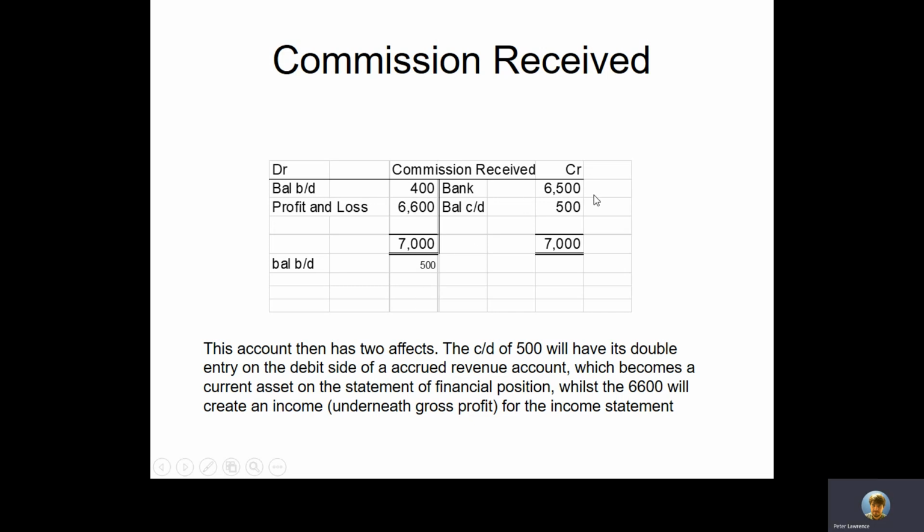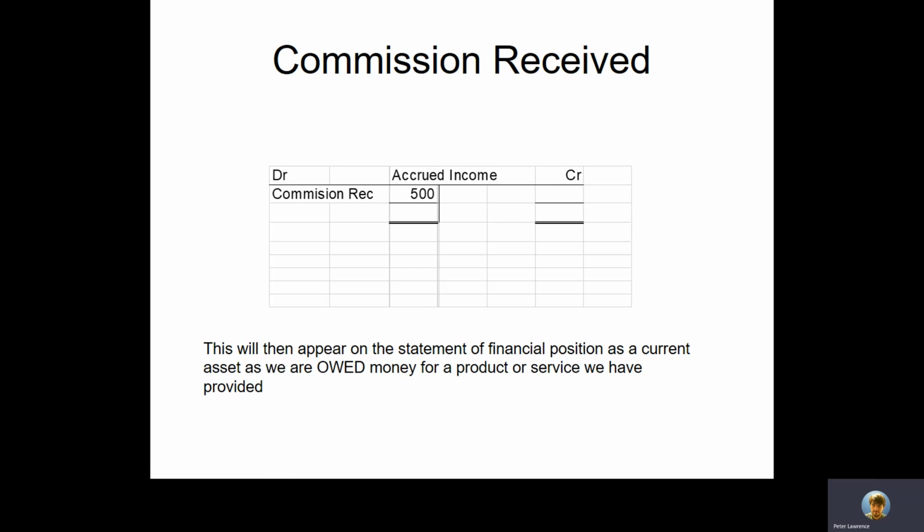on the statement of financial position, because we're going to do the double entry off the carried down, even though we bring it down. So we're going to do a double entry into an accrued income account. So we are owed money. So therefore they are a current asset. They have to pay us that money by law. So they are a current asset. That's money that we're going to receive.